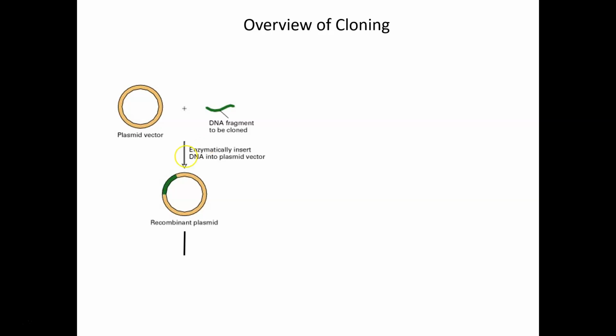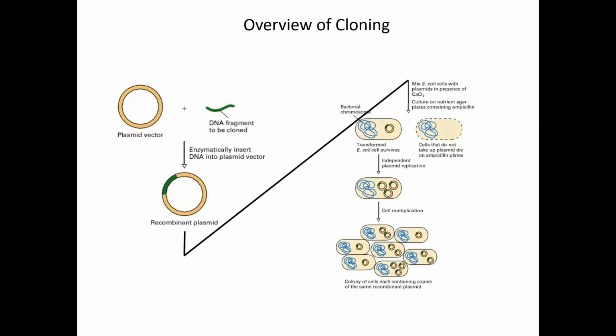And so somehow we're going to cut the plasmid. That's where these restriction enzymes come in. We'll also cut the ends of our DNA to be cloned, and then we can enzymatically glue those molecules together, inserting our DNA of interest into the plasmid. And this is our recombinant plasmid now. This is two different pieces of DNA that don't naturally go together, but they go together because we made them go together. And again, this is our recombinant molecule.